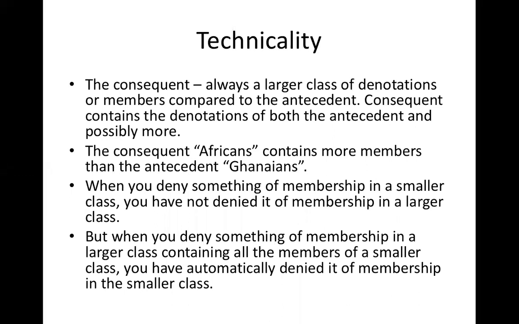Now, what is the technicality behind these results? The consequent is always a larger class of denotations or members compared to the antecedent. The consequent contains the denotations of both the antecedent and possibly more. So first of all, the consequent is a larger class of denotations compared to the antecedent. And secondly, the consequent contains the denotations of the antecedent and also the denotations of possibly more items.